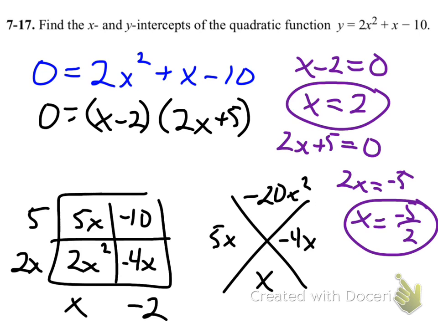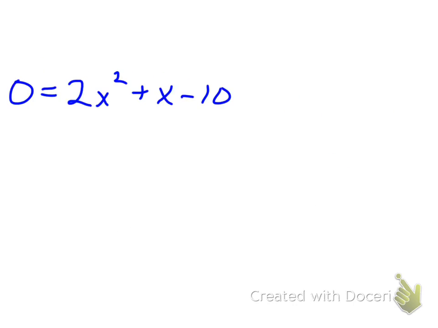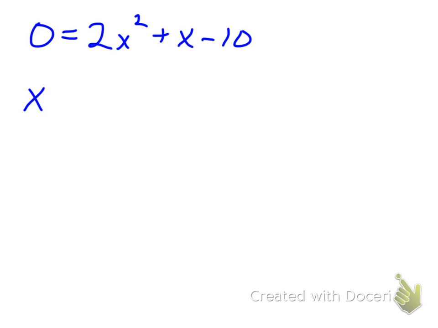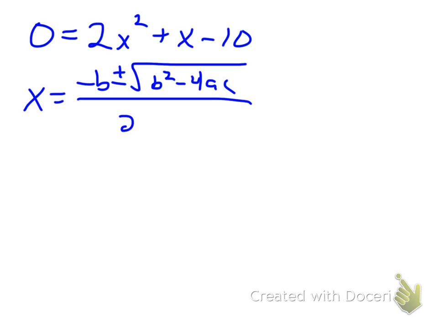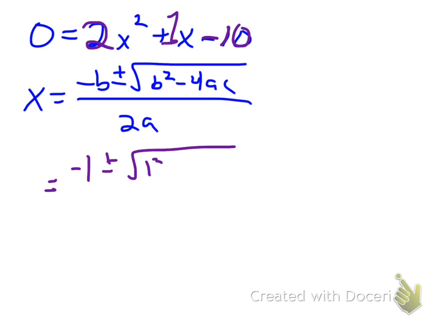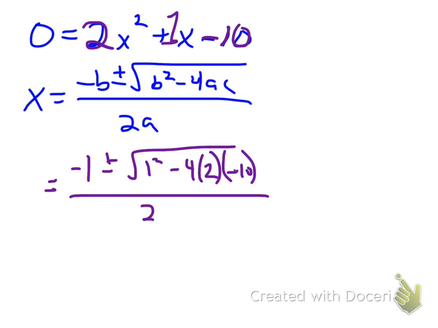If I wanted to do this problem with the quadratic formula, the quadratic formula is x equals, because we're solving for x, the opposite of b plus or minus the square root of b squared minus 4ac, everything divided by 2a. I substitute in my coefficients: 2 is a, 1 here for b, and my c value is negative 10. So the opposite of my b value is negative 1, plus or minus the square root of 1 squared minus 4 times 2 times negative 10, all divided by 2 times 2.